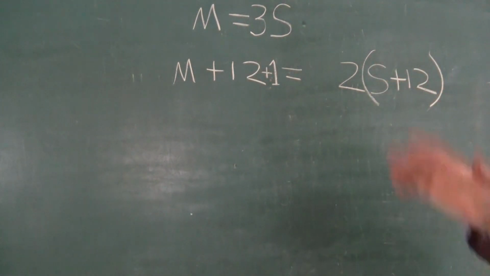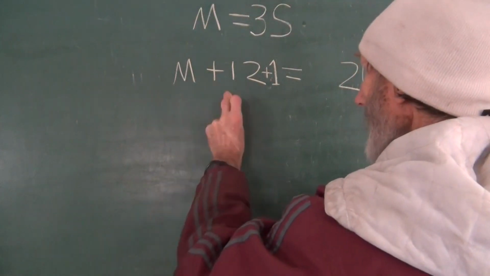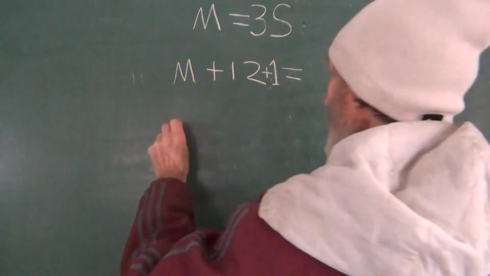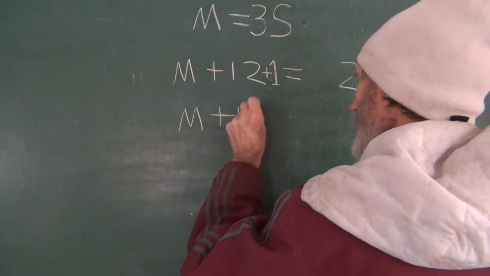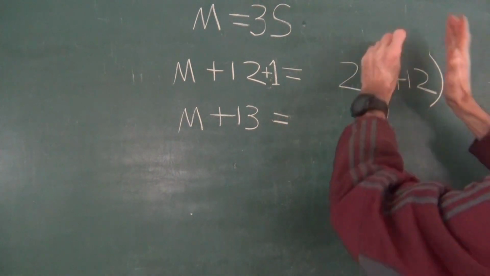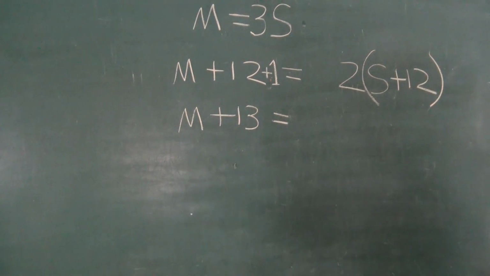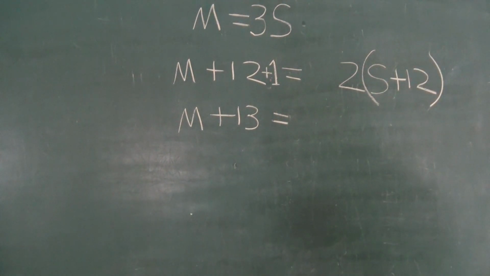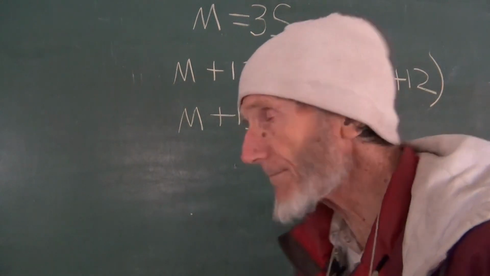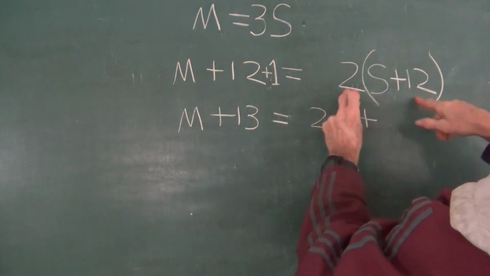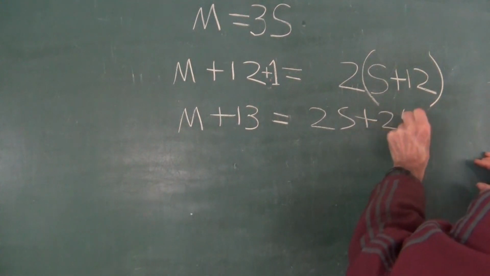So now we have 2 equations, 2 unknowns. That's going to be M plus 13 equals, and over here it's going to be 2 times everything in the parentheses, so do it. Go ahead, write it down. Do it right, don't just follow me. Think. Got it? Are you sure you got it? Okay, then I'm just going to say 2s plus 2 times 12 is 24.